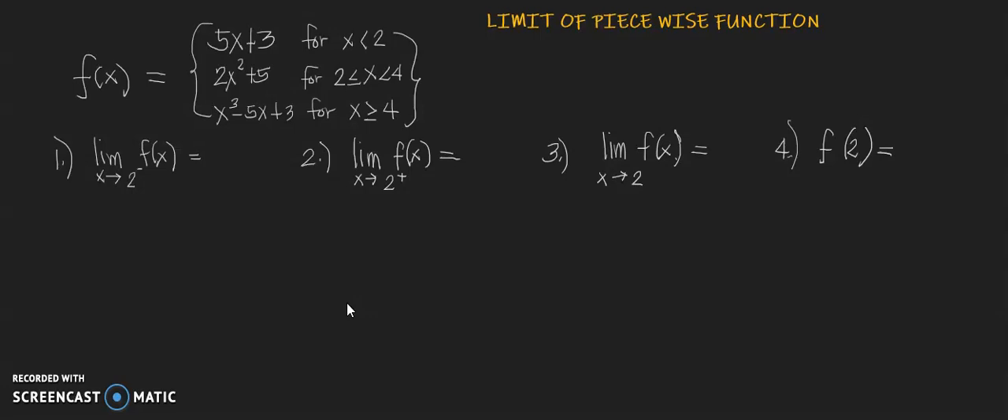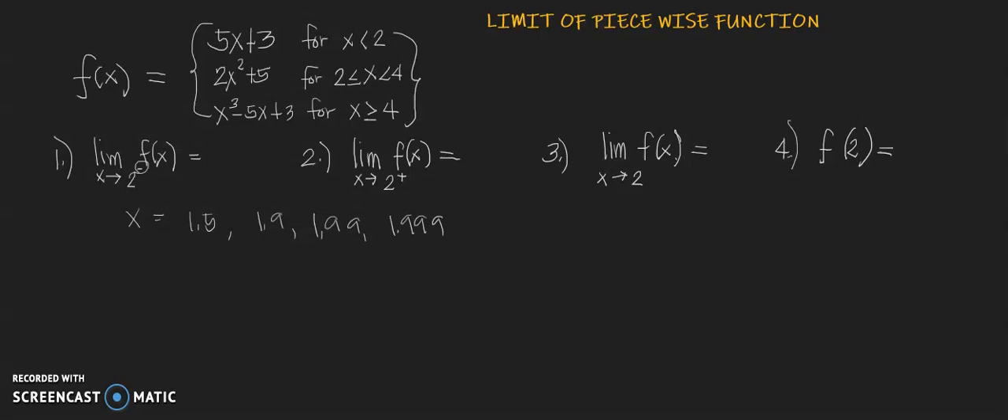Alright, so for question number 1, determine the limit of f of x as x approaches 2 on the left side. Left side because the sign here is negative. So what shall we do with this? What would be the numbers as x approaches 2 from the left-hand side? Basically your x would be 1.5, 1.9, 1.99, 1.999. So which function are we going to use?